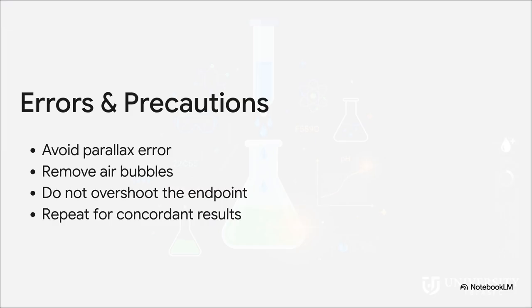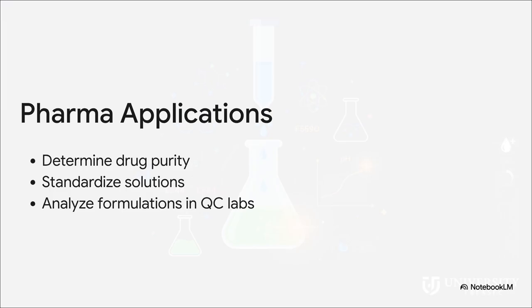And overshooting the endpoint, even by a single drop, will make your calculated concentration wrong. That's exactly why you always repeat the experiment until you get a few results that are nearly identical. That's what scientists call getting concordant results. And believe me, that precision matters, especially in an industry like pharmaceuticals. Titration is used all the time to check a drug's purity, making sure it has the right dose of the active ingredient. It's used to standardize other chemical solutions for more complicated tests. And in quality control labs, it's a go-to method to make sure every single batch of medicine is made to the exact same safe and effective standard.